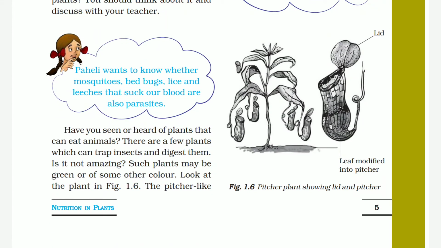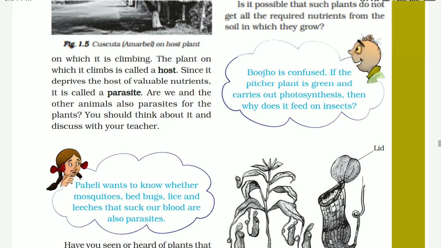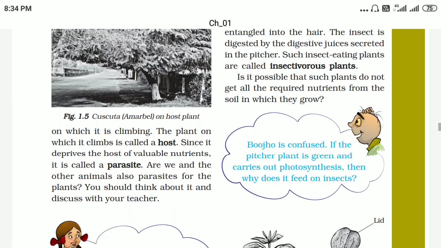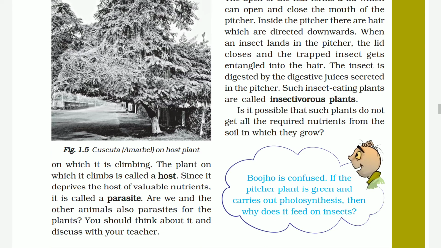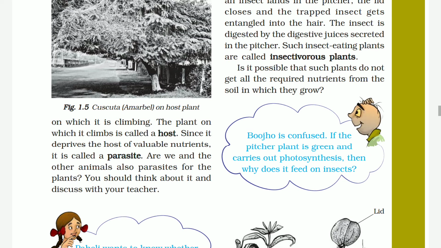So there is another plant known as the pitcher plant. It has a mug-like structure, and it has a lid on the top of it. Whenever any insect comes closer to it, it has a slippery surface, so it slips inside, and inside the jug, the plant has a digestive juice, so it digests the insect. So they are also known as insect eating plants or insectivorous plants.